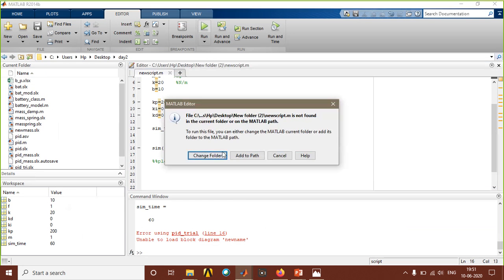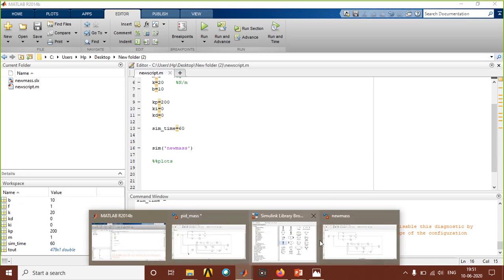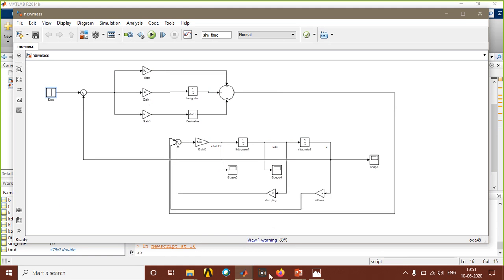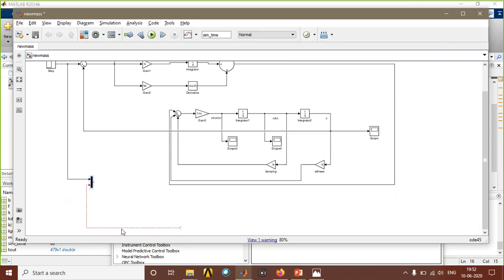Let me try to run this, change folder. Superb. Fine. So we had a small name clash. So now let me verify this. Go for Simulink browser. I'm going to mux it. Okay, I'm just going to compare it. Input signal. I'm going to compare that with my output signal.